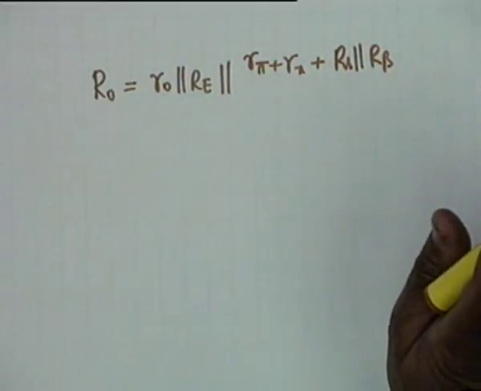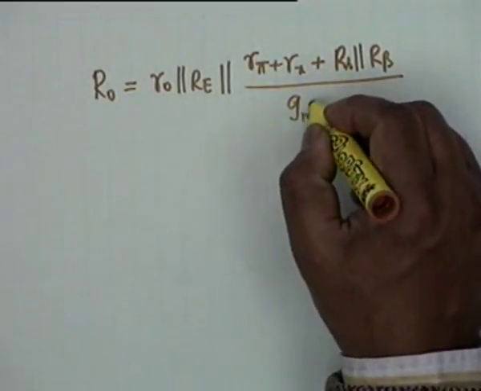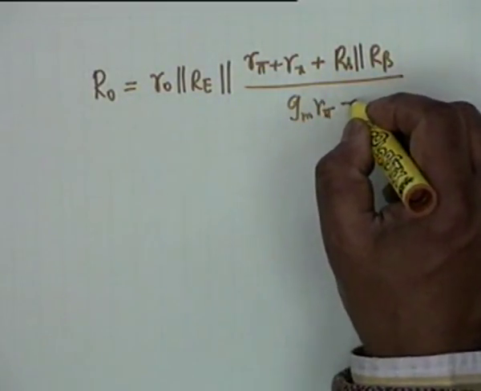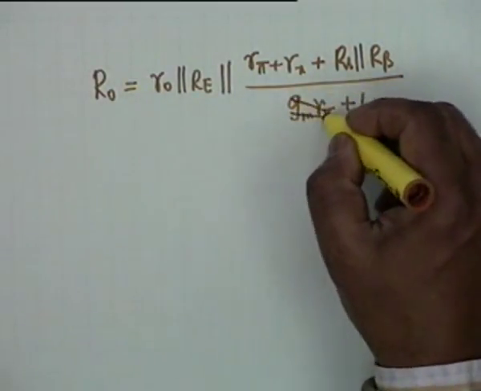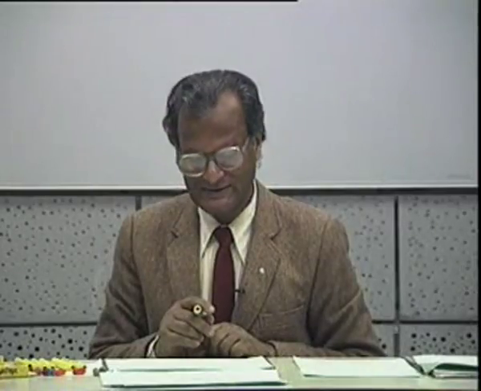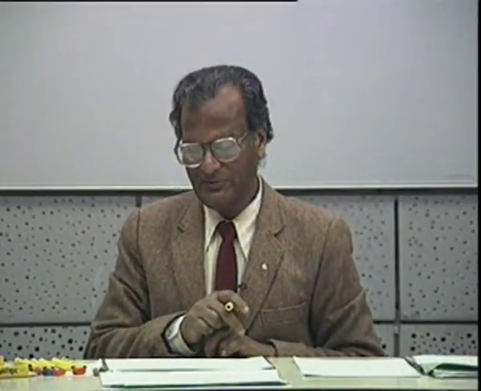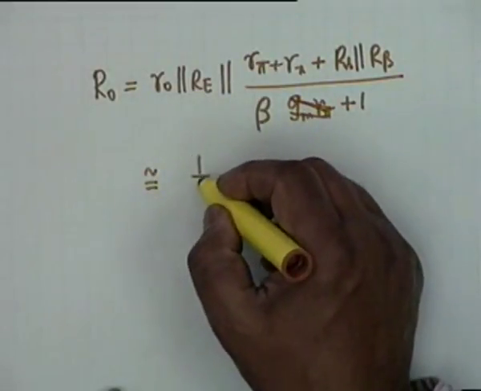We are now putting this explicitly, divided by Gm R pi plus 1. Well, it's simply beta plus 1. Okay. We write this as beta plus 1. This is the expression. Now, it's not as simple as the calculation of output resistance in the case of a CE or CB amplifier. You can show from practical approximation that this is approximately equal to 1 over Gm.